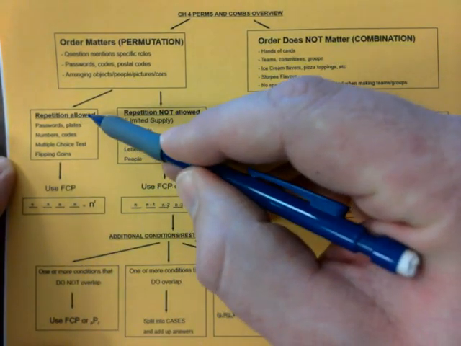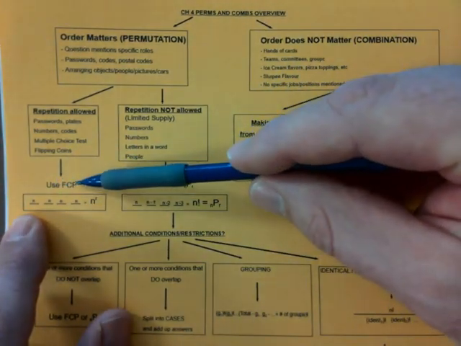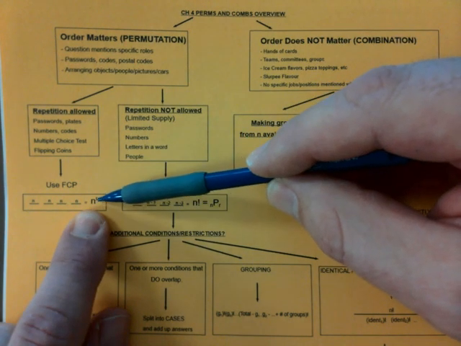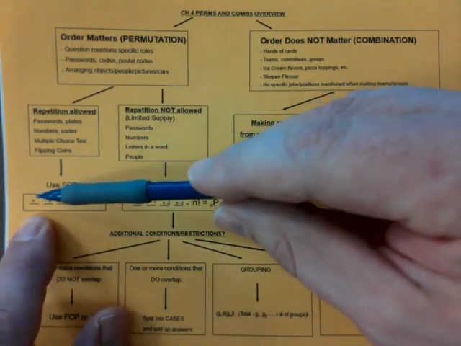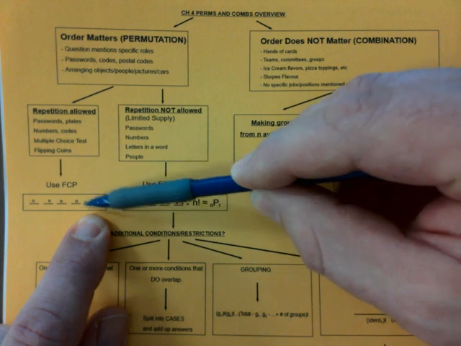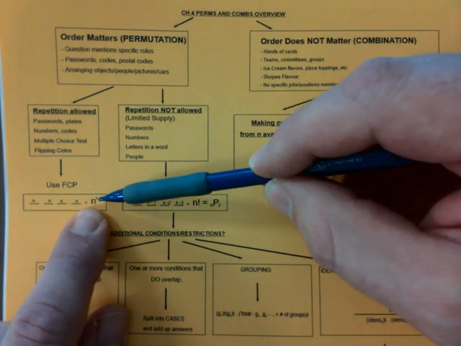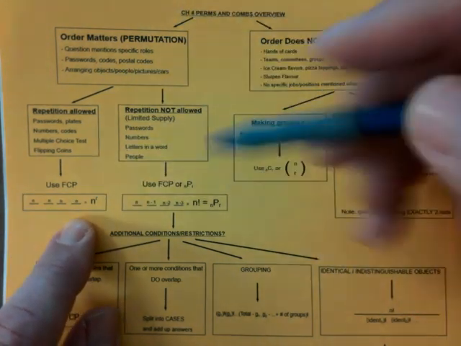If repetition is allowed, I would just say use the fundamental counting principle, and it's n to the power of r. N means the number of options you have for every slot that needs to be filled. That's usually what it will look like. Let's say you have 26 letters, it'll be 26 to the power of 4 here. R is the number of slots to fill.